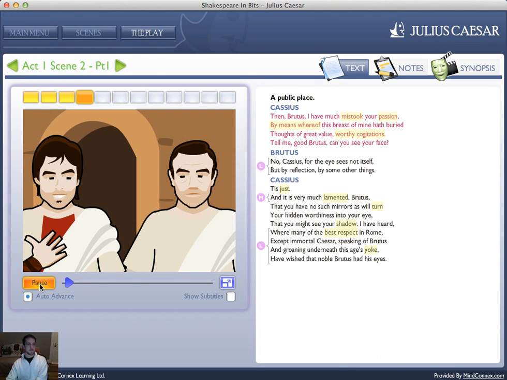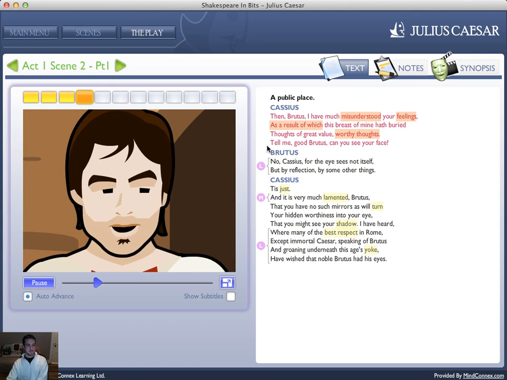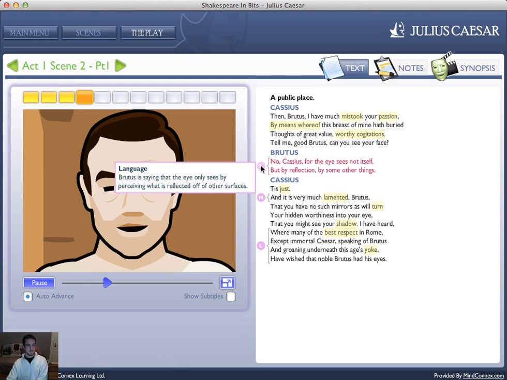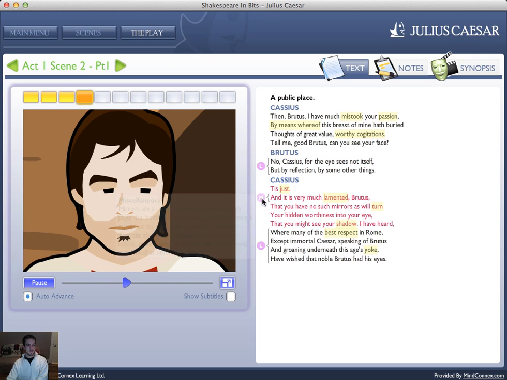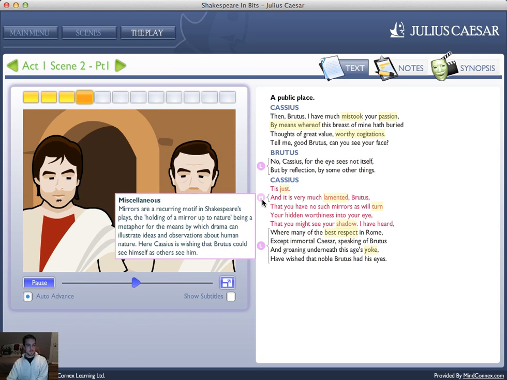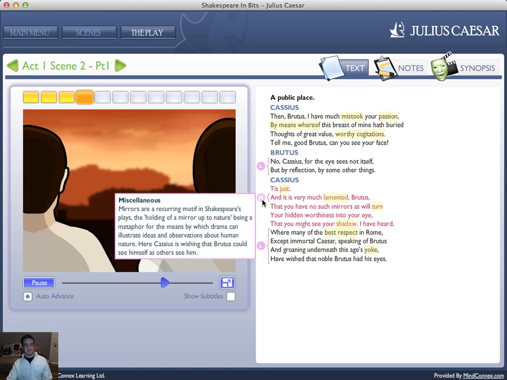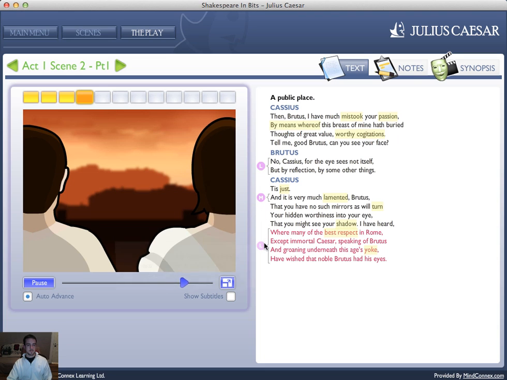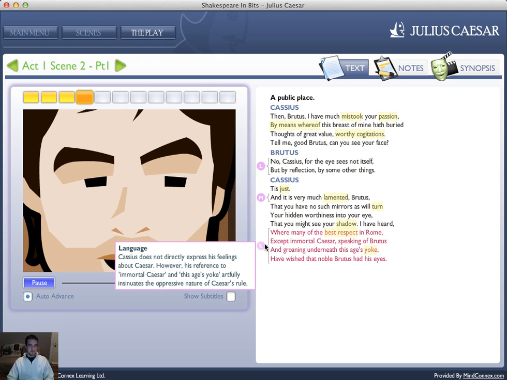Then, Brutus, I have much mistook your passion, by means whereof this breast of mine hath buried thoughts of great value, worthy cogitations. Tell me, good Brutus, can you see your face? No, Cassius, for the eye sees not itself, but by reflection, by some other things. 'Tis just. And it is very much lamented, Brutus, that you have no such mirrors as will turn your hidden worthiness into your eye, that you might see your shadow. I have heard, where many of the best respect in Rome, except immortal Caesar, speaking of Brutus and groaning underneath this age's yoke, have wished that noble Brutus had his eyes.